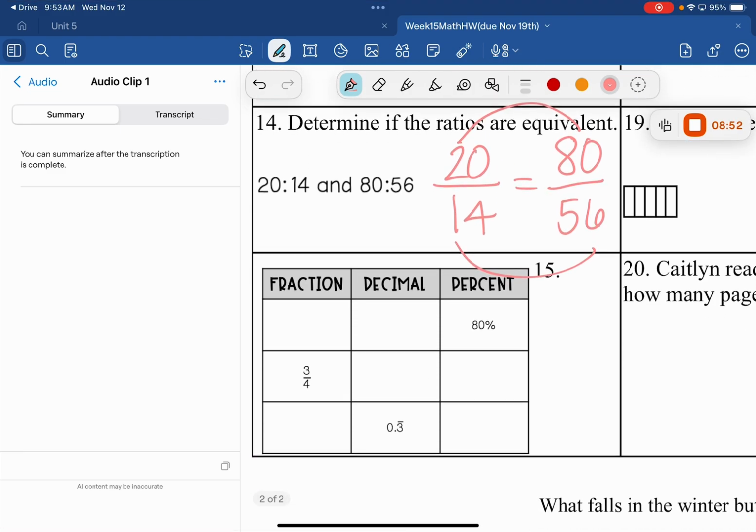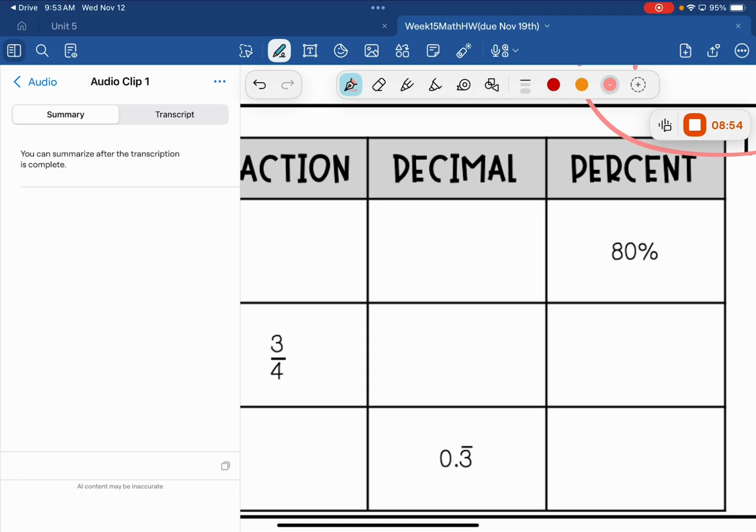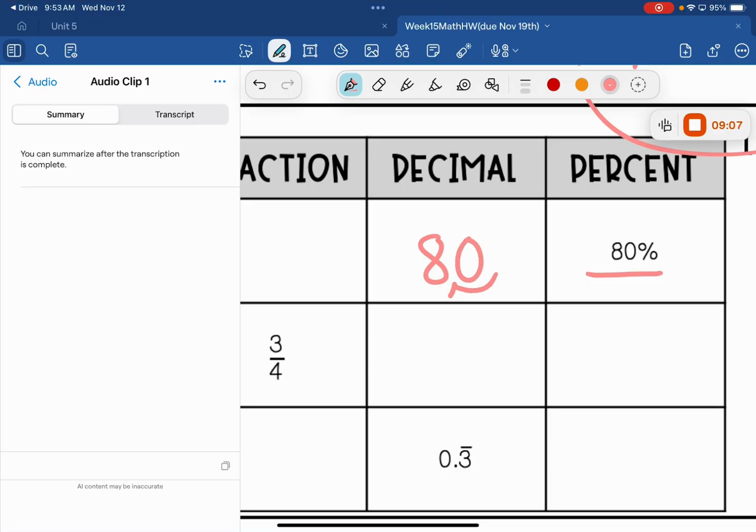All right, we're filling in the missing blanks here, okay? So I will just do the first one. So we have 80%. To make that a decimal, I would take away the percent sign, move the decimal 2 places. So this is what that would look like.